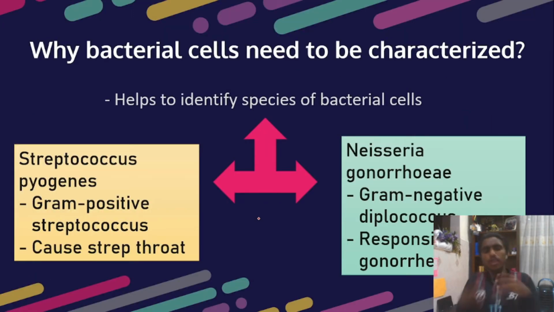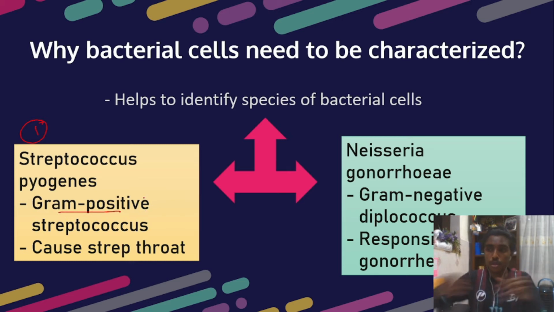Next, why do we need to characterize bacterial cells? What is the purpose? Because it helps to identify the species of the bacteria. We can know what species this bacterium is. I have given you two examples. The first one is Streptococcus pyogenes, and this is a gram-positive Streptococcus. You can see all three characteristics in this name.